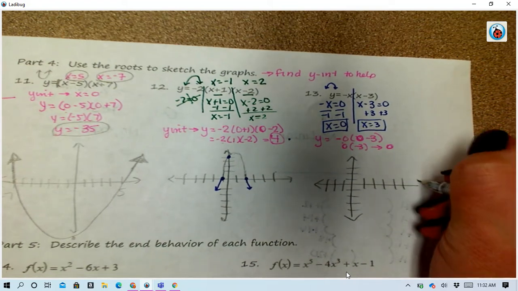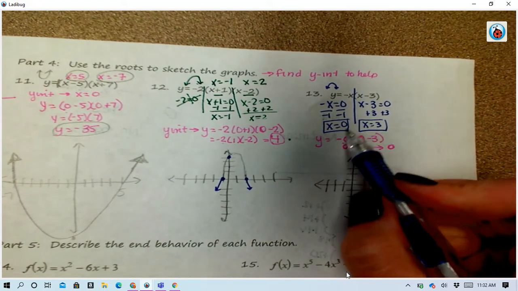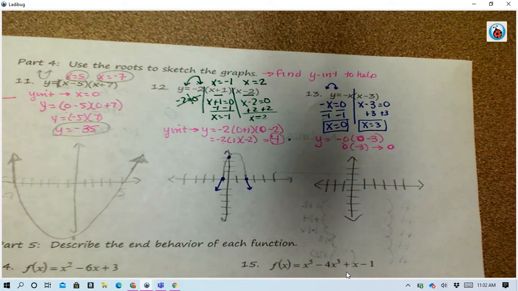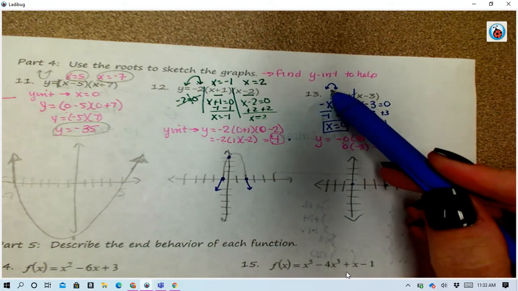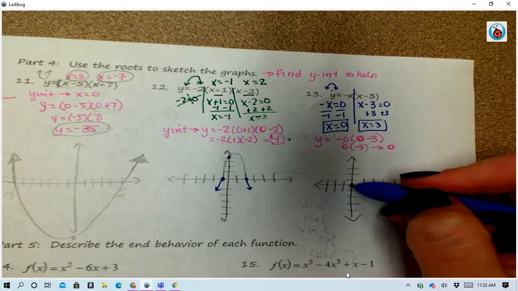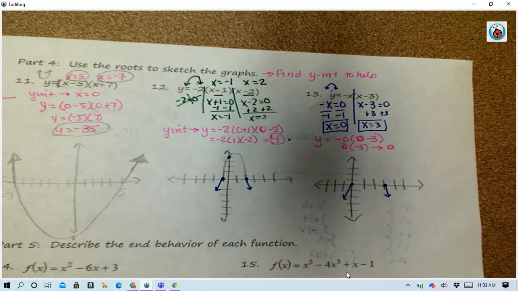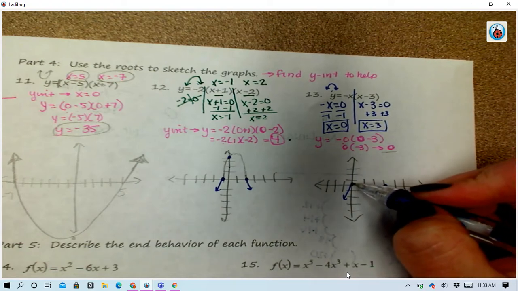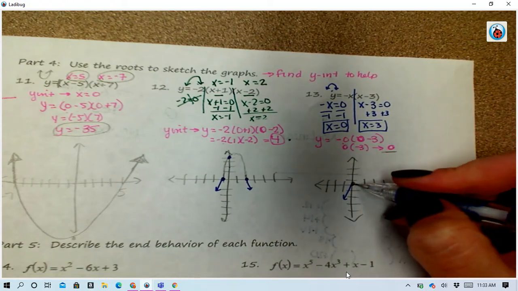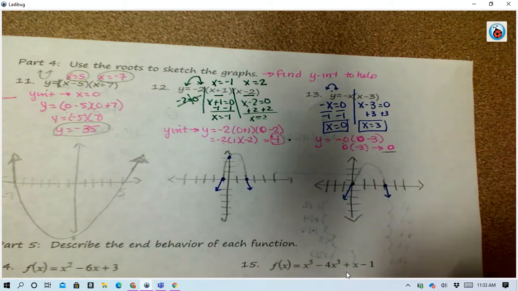Again, it doesn't have to be perfect. We do know that our roots are 0 and 3. So 0, 1, 2, 3. We know it's facing downwards, and that's all we know. And we found our y-intercept of 0, which is already plotted here. So we're just going to sketch our graph. That's simple.